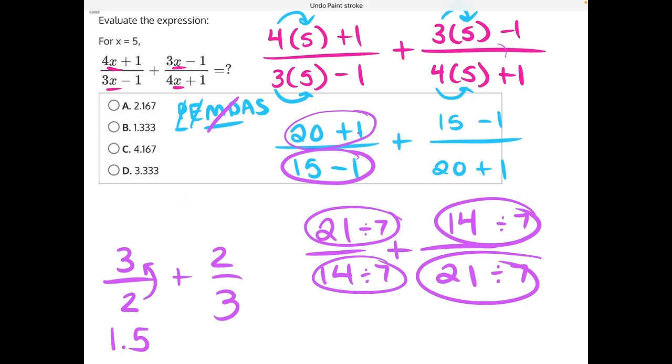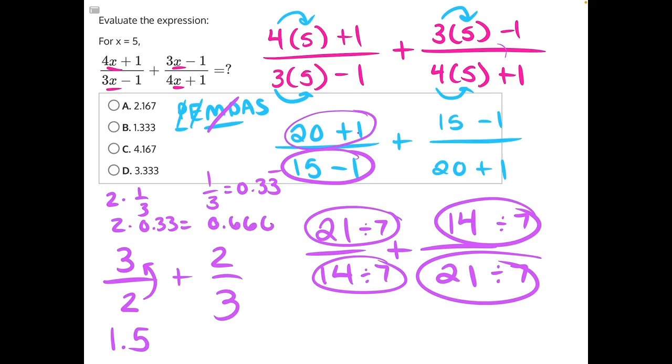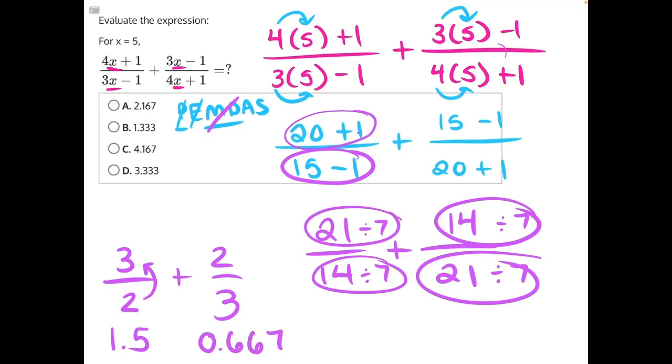Then for 2/3, I know that 1/3 is equal to 0.33 repeating. So if I had 2 of those, 2 times 1/3 or 2 times 0.33, that would equal 0.66, or it would go on into 667. It would round up at some point. So that means I can convert both of these fractions into decimals, 1.5 plus 0.667, and now we can add.